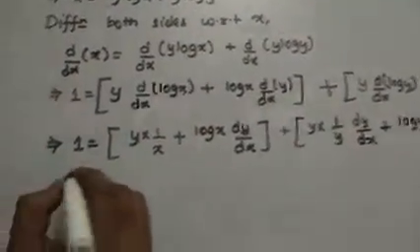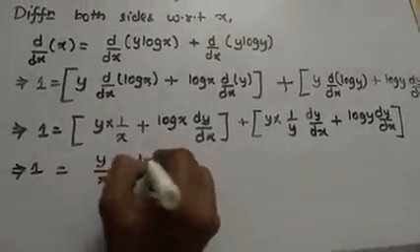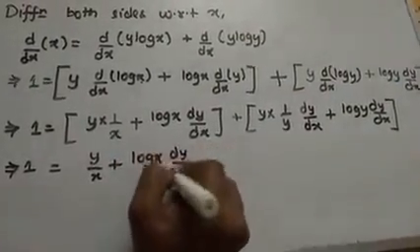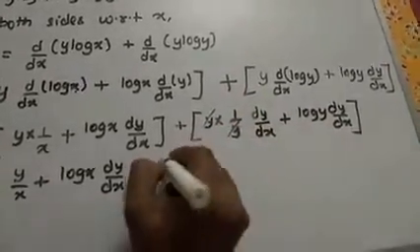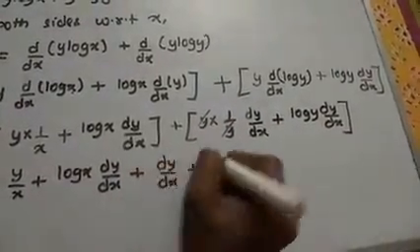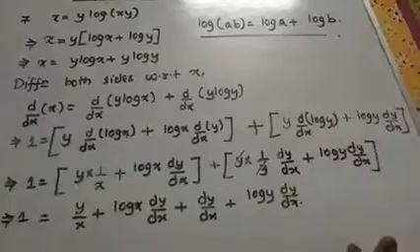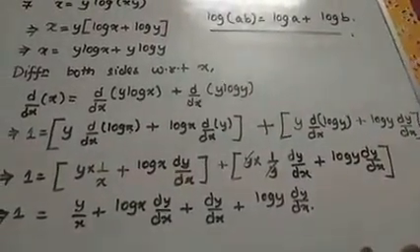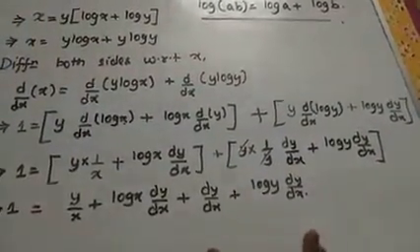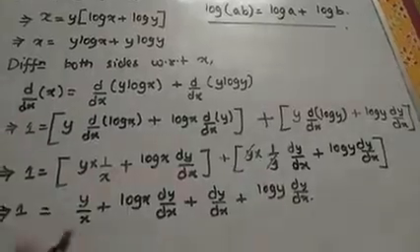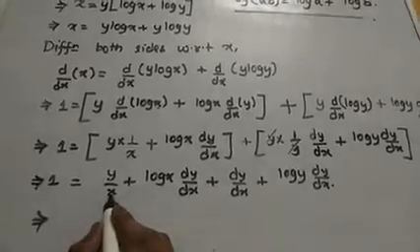Now just opening the brackets: y by x plus log x dy by dx, plus here y and y cancel, dy by dx plus log y dy by dx. See students, we have to find dy by dx. Our target is to find dy by dx. So we will take all the dy by dx terms together and move the term which doesn't have dy by dx to the other side. Here y by x is the only term which doesn't contain dy by dx.